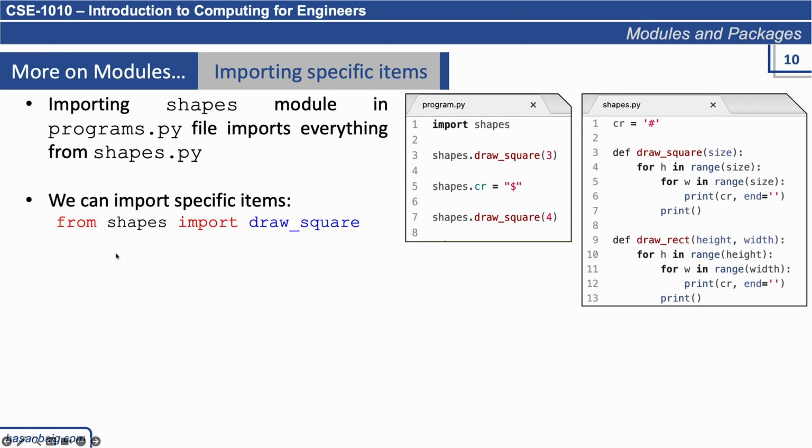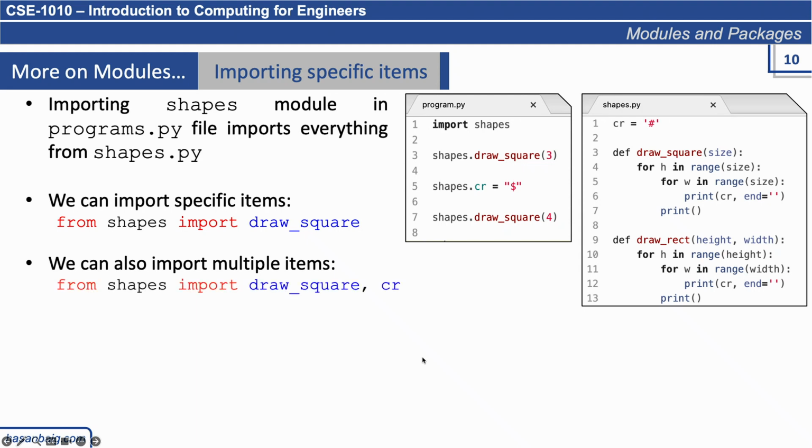We can write it like this: from shapes import draw_square. So from the shapes module, it will only import draw_square. We can also import multiple items, like draw_square, and I could have written draw_rect, separated by a comma also.